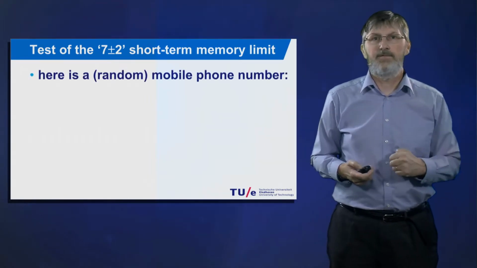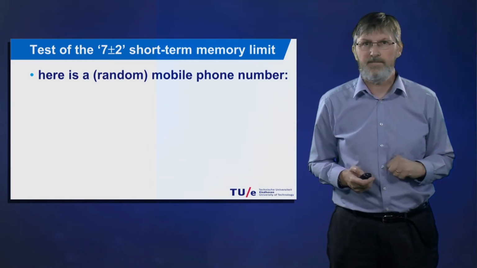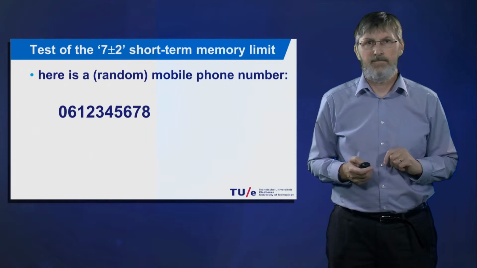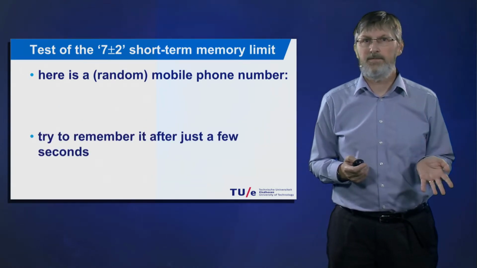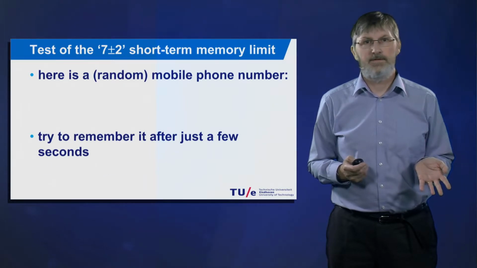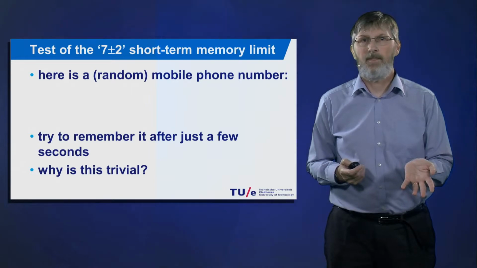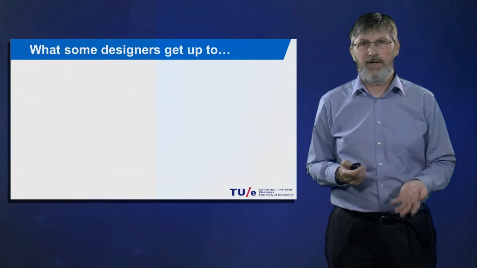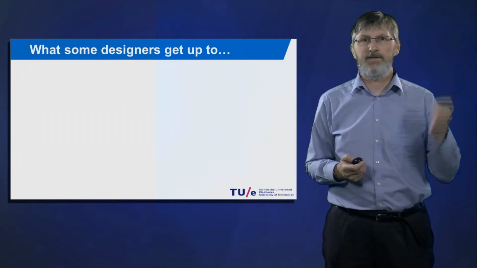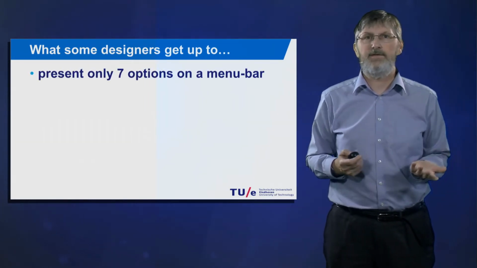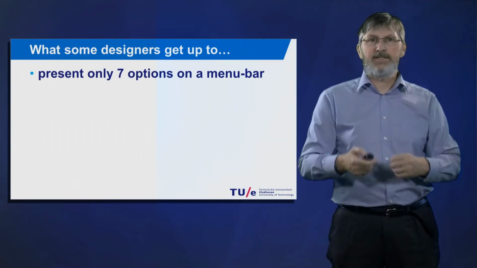Here is another phone number. We're going to repeat this experiment, and you'll see it works very differently. This is the number. Write it down. This is easy. Why is this easy? You recognized the pattern. You recognized it was 06 and then 1 through 8. This is easy. Right. Okay, so 7 is the magic number.